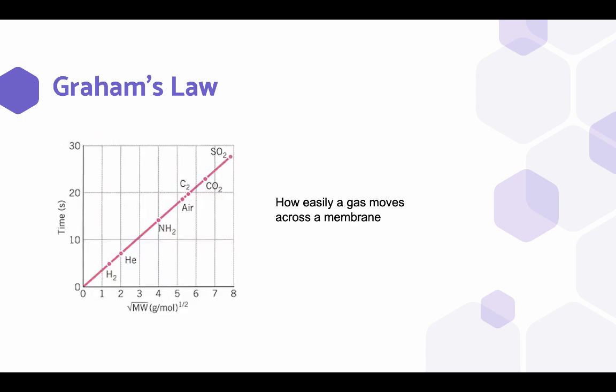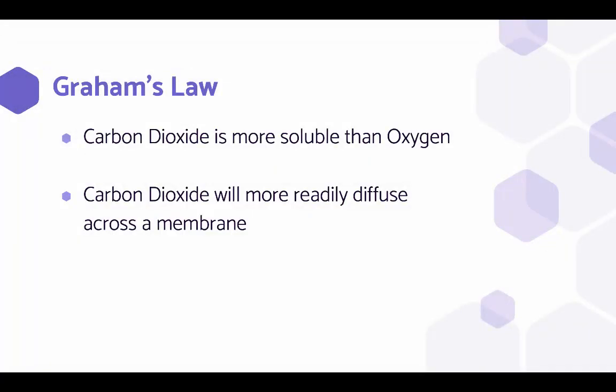And we have Graham's law, which shows us how easily a gas moves across that membrane. And there are different gases, and they move across these membranes more easily than others. So carbon dioxide is more soluble than oxygen, right? So carbon dioxide will diffuse more readily across that membrane than oxygen will.